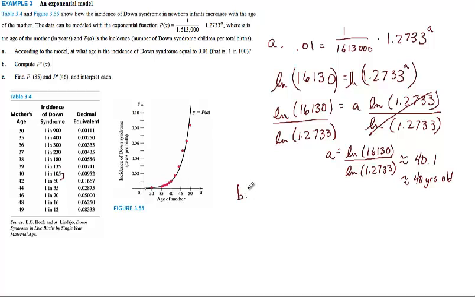B part, compute the derivative, P prime of A. I see that I have a constant multiplier, so I'll just write that down. One more 0 times the derivative of some b to the x. The derivative of b to the x is b to the x, which is 1.2733 to the a, times the natural log of my base, which is natural log 1.2733.